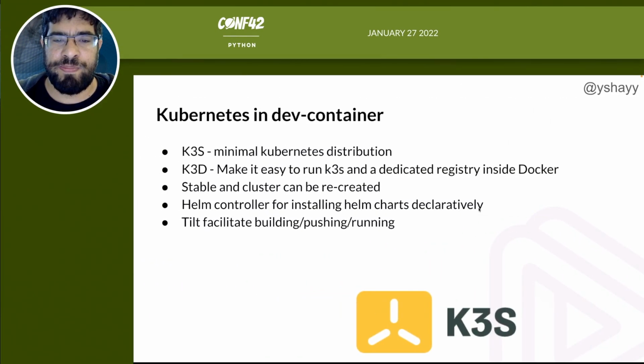Okay, so that was the last demo. For running Kubernetes in the dev container, we are using K3D, which is based on K3S, a minimal Kubernetes distribution, and we run it in Docker. We use Helm for installing the chart, as we saw with Prometheus, then the Helm controller does it declaratively. And we use Tilt for facilitating build, pushing, running, and updating of images.